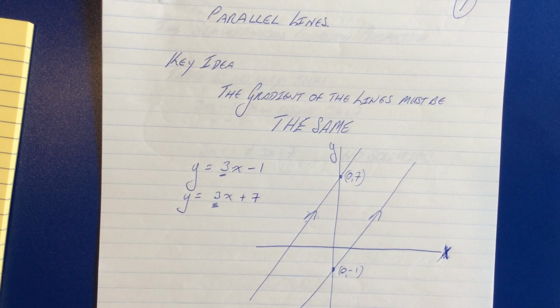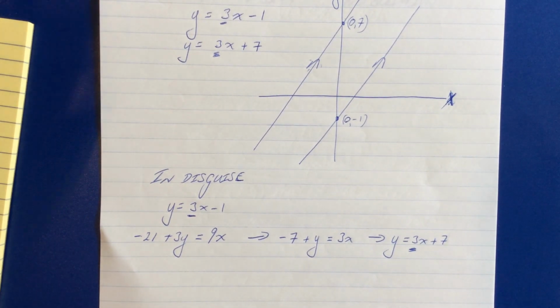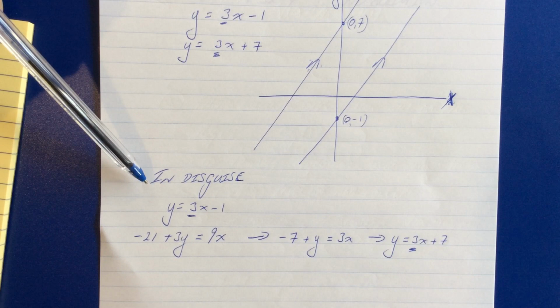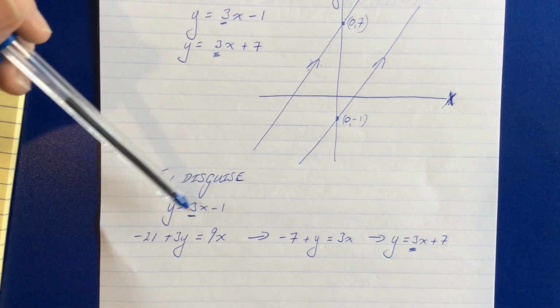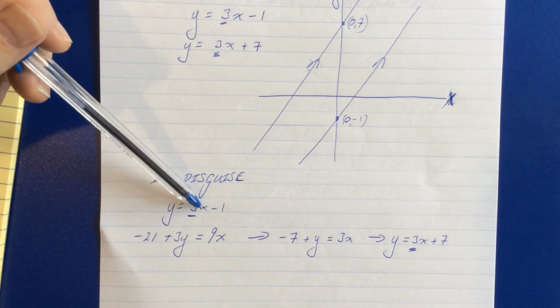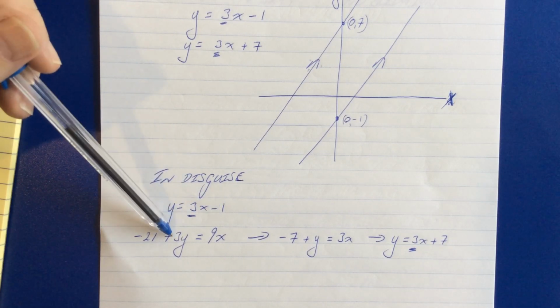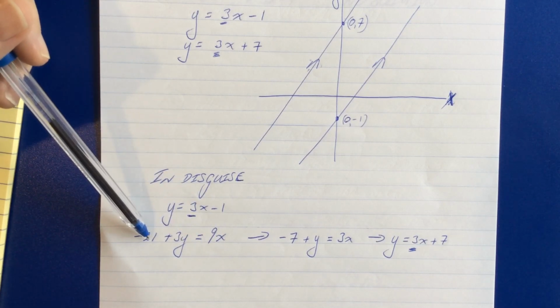Well, not much. How could we make it more difficult? Well, just watch. Okay, so it's possible that one or other of the equations may be disguised. So here's our first equation, y equals 3x minus 1. Nice and easy to see what the gradient is. Here's the second equation dressed up in a slightly different guise.